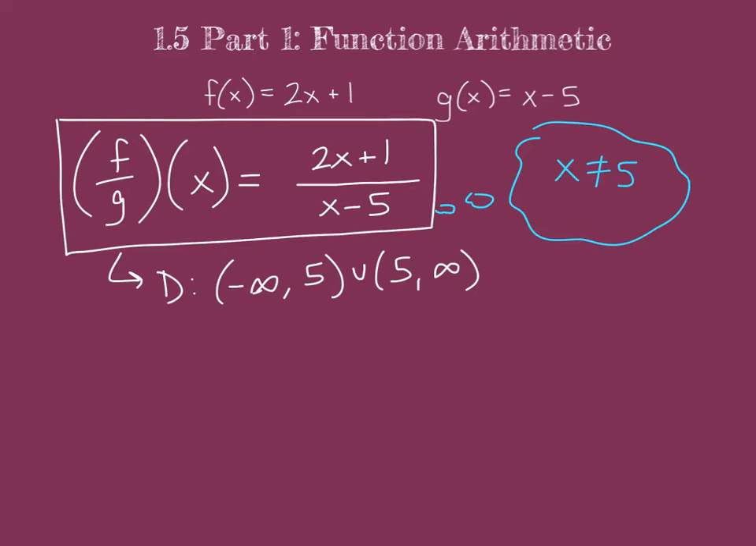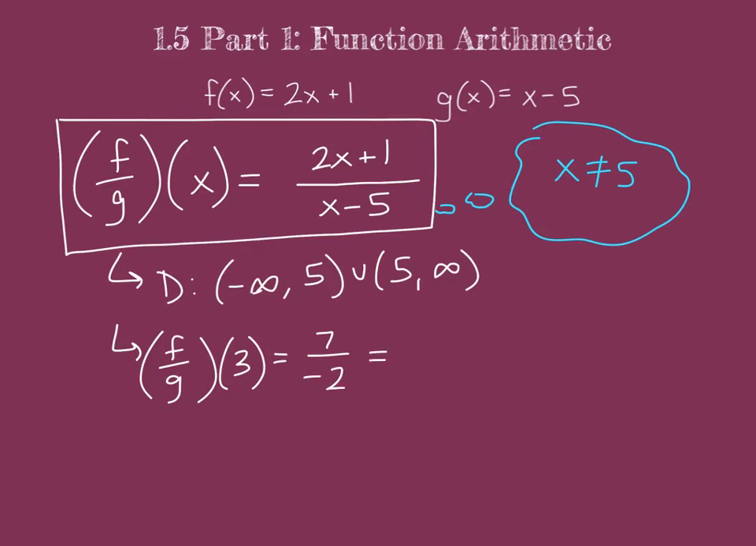Let's plug in a value here and evaluate it. Let's evaluate f over g at 3. When we evaluate at 3, we'll have 2 times 3, 6, plus 1, so 7 in our numerator. And in our denominator, we'll have 3 minus 5, or negative 2.